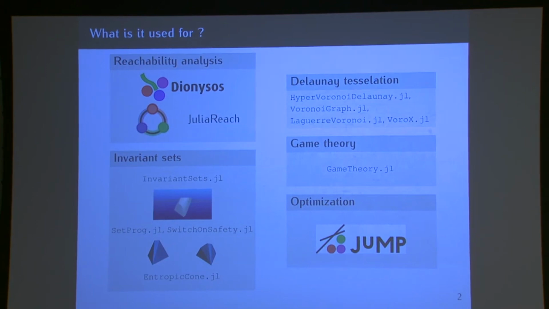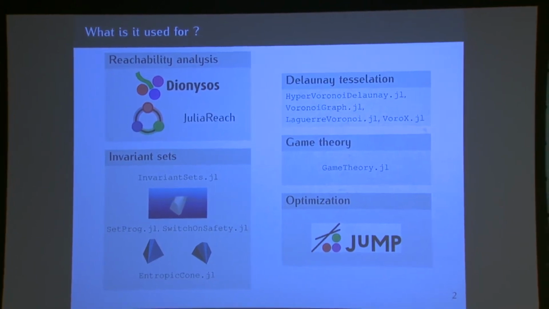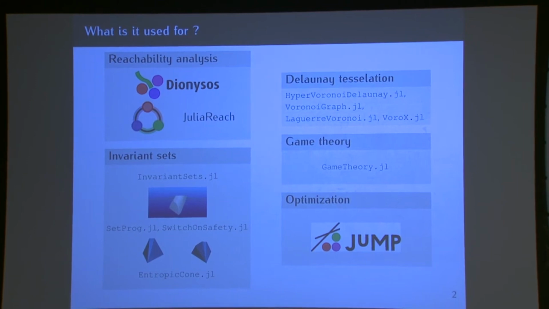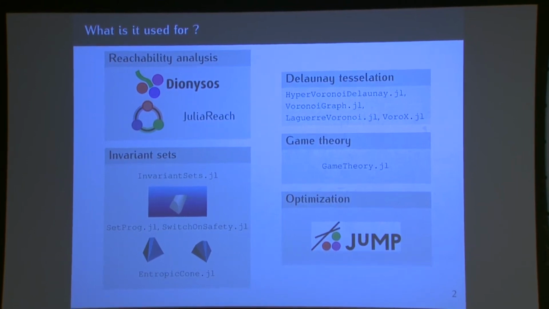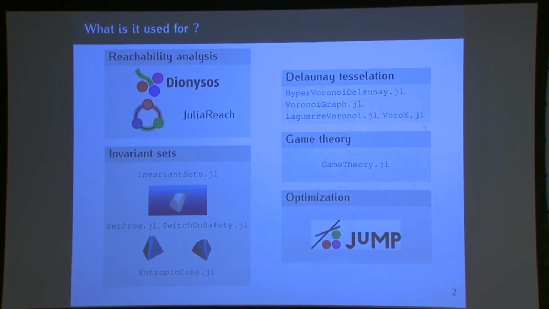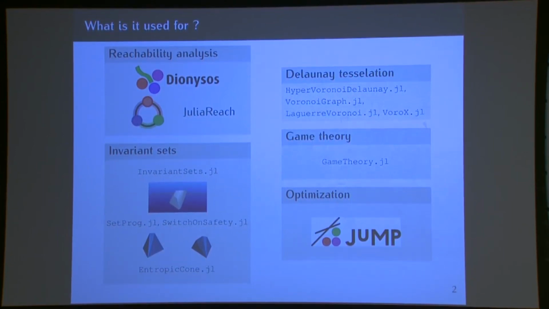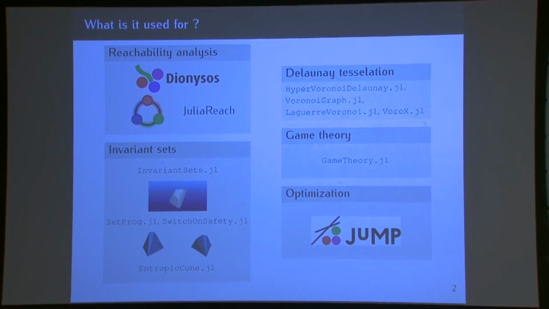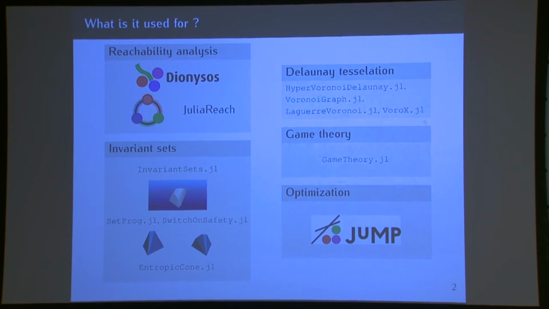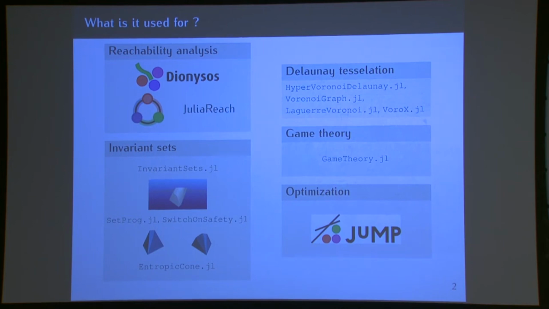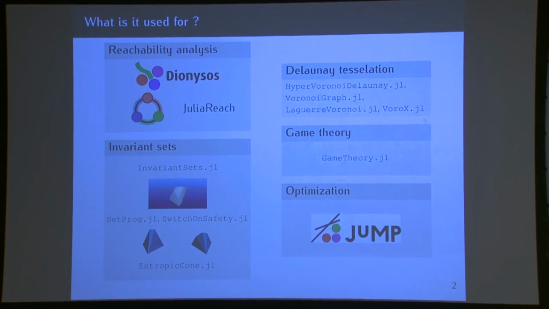For example, it's used in reachability analysis for computing invariant sets. The Delaunay tessellation is actually a closely related problem. It's also used in game theory, and optimization is also very important because, for example, when you do mixed integer linear programming, the ideal formulation you want is to take all the integer points of your problem, and when you take the H representation of that, it gives you all the constraints that you should give to JuMP, so that if you remove the integrality constraints, you still have only the integer points as optimal solutions.